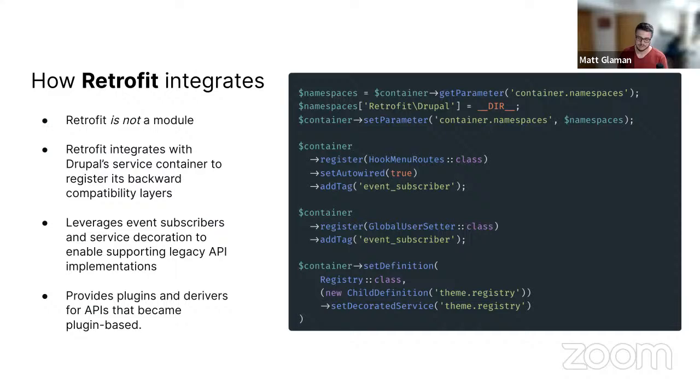So that way I can call the previous API hooks. It'll leverage event subscribers and other service decorations to implement the legacy APIs, like hook menu. There's an event called routing alter. When that's invoked, Retrofit calls the hook menu and registers all the routes for you. And it provides plugins and derivatives for APIs that became plugin based.